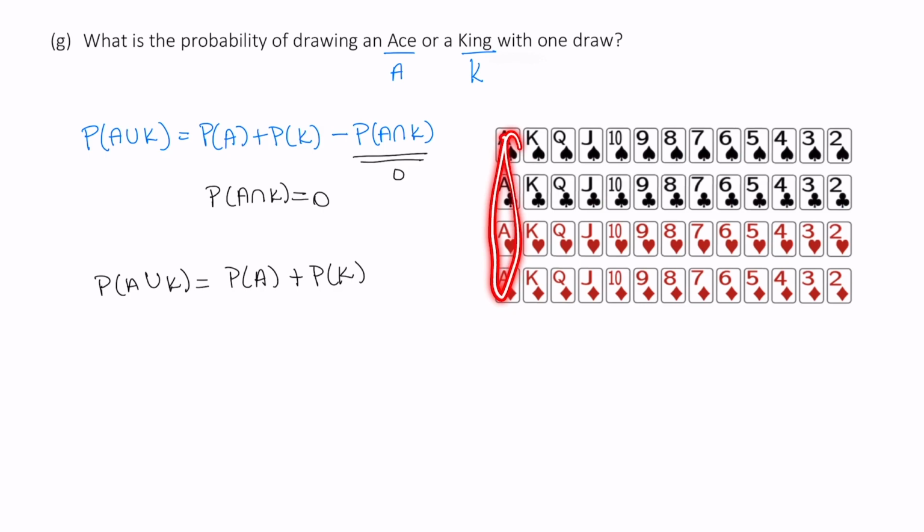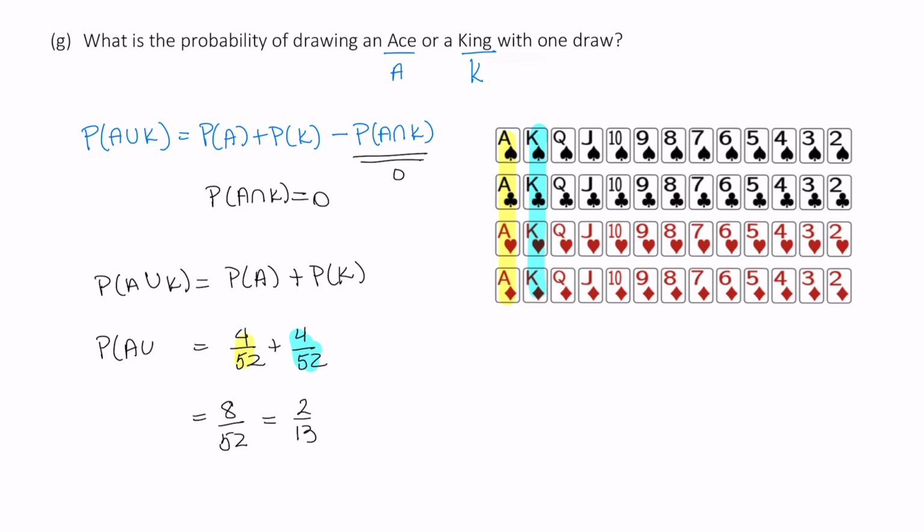Well, there are 4 aces out of 52 cards, plus 4 kings out of 52 cards. And to make sure it's clear where I'm getting these values from, I'll go ahead and highlight the corresponding cards here. So this becomes 8 over 52, and this will reduce to 2 over 13. So this is the probability of A or K, and as a decimal, we'd write 0.1538.